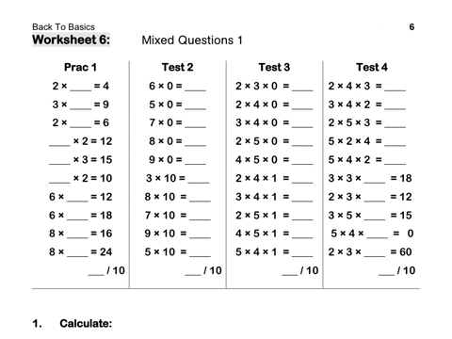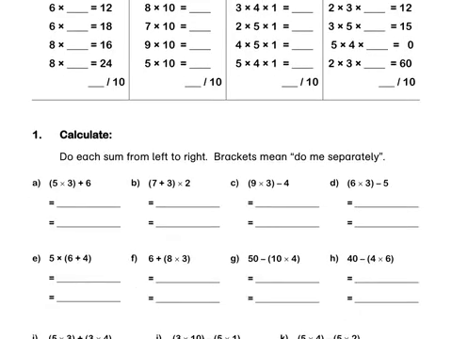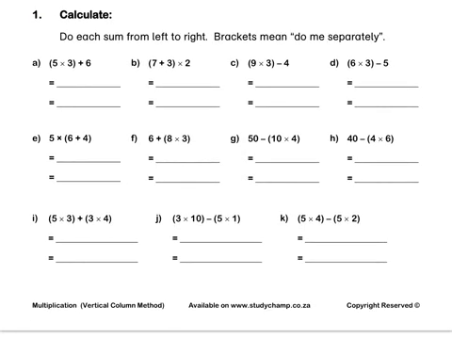Worksheet 6. Complete this entire table by yourself. When you are done, use the memo to mark your answers. Question 1. Do each sum from left to right, and remember that brackets mean do me separately. So, let's do B together. We must do 7 plus 3 in the bracket, which is 10, times 2, and our answer is 20.